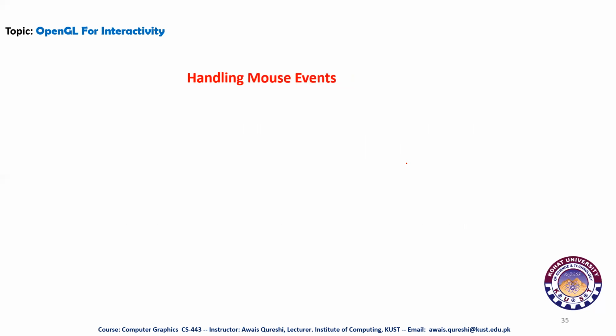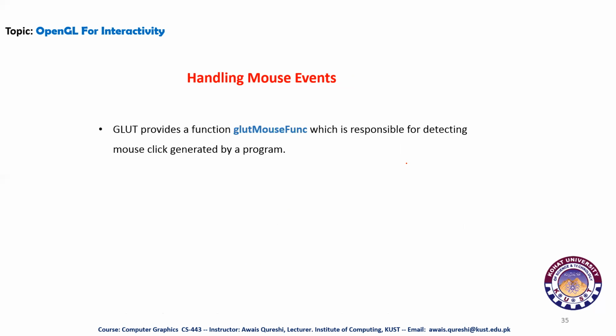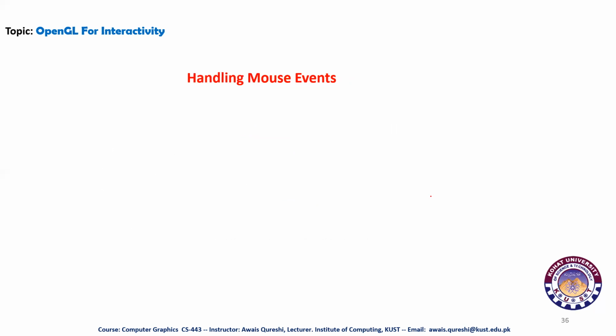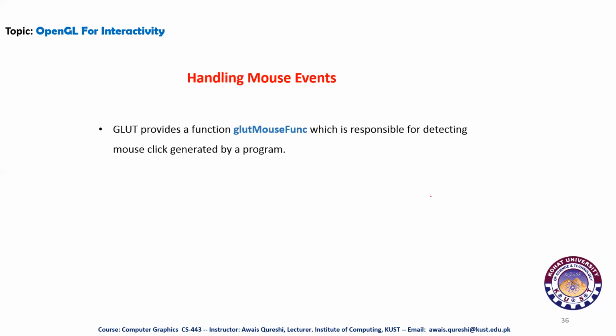So let's move on to handling mouse events. Like the keyboard, we have some mouse event functions. GLUT provides a function called glutMouseFunc, which is responsible for detecting mouse clicks generated by a program. Its syntax is like this: glutMouseFunc, with a mouse function that will process this event, taking an integer button, which tells whether it is left or right, the state, and integers x and y.